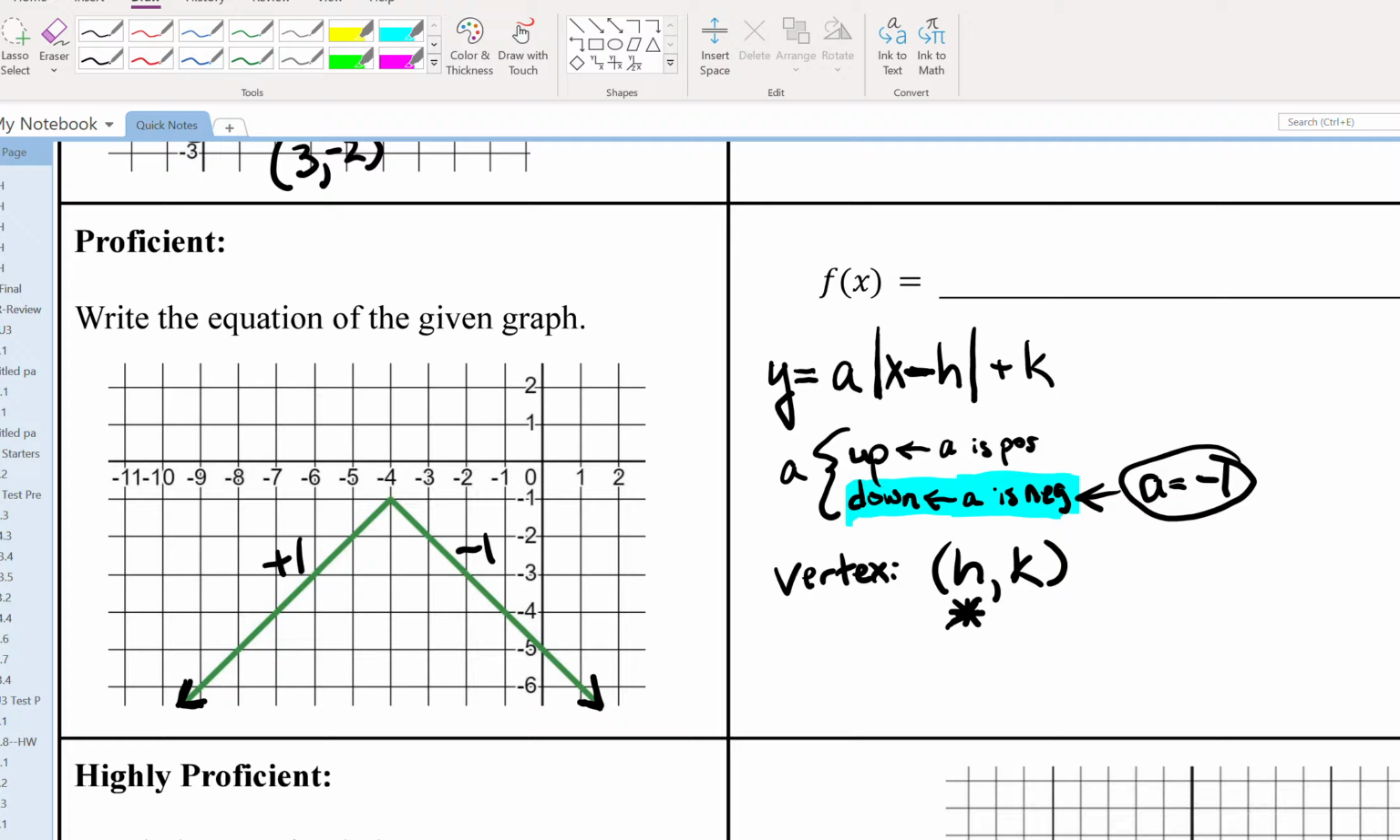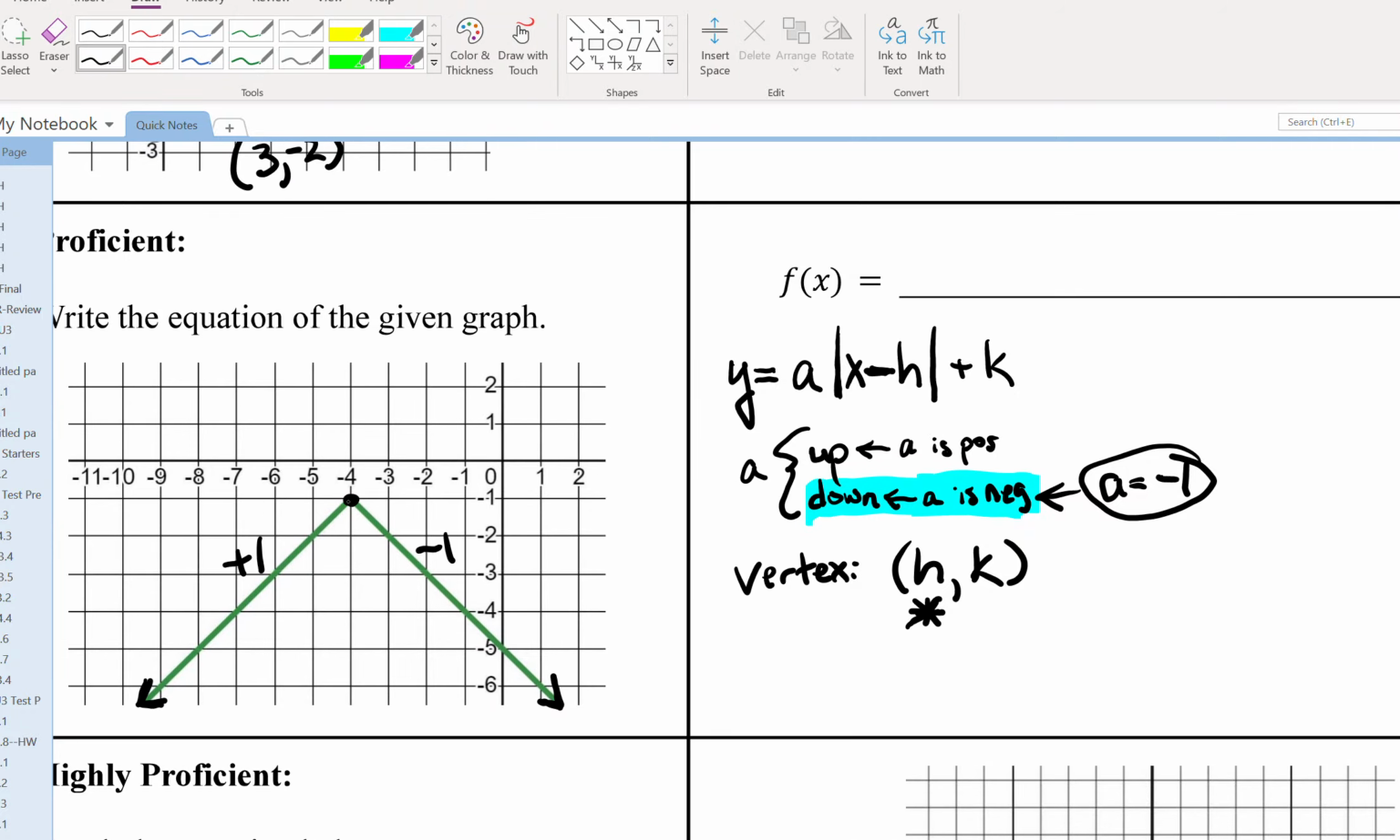Now, let's look at the vertex of this problem here. It goes back here, -4. So the vertex here is -4 in x, and then it goes down 1, -1. Now the k value, the y value of the vertex, is just straight up whatever it is. So since it's -1, that's going to be -1.